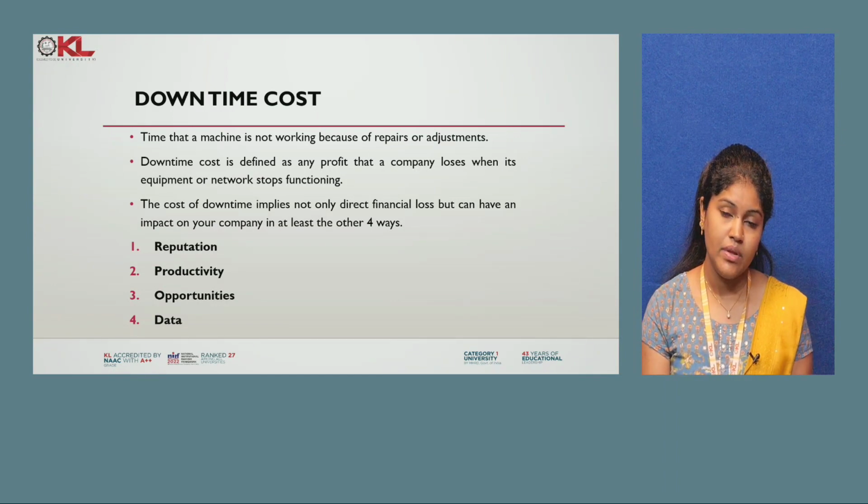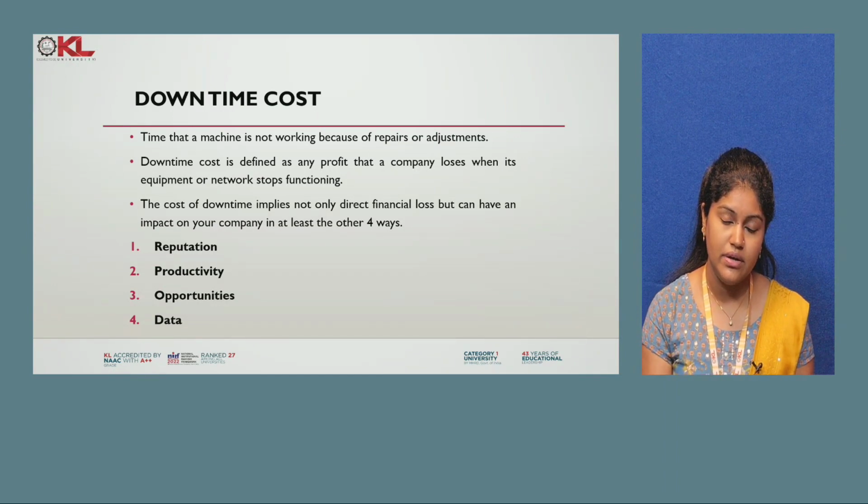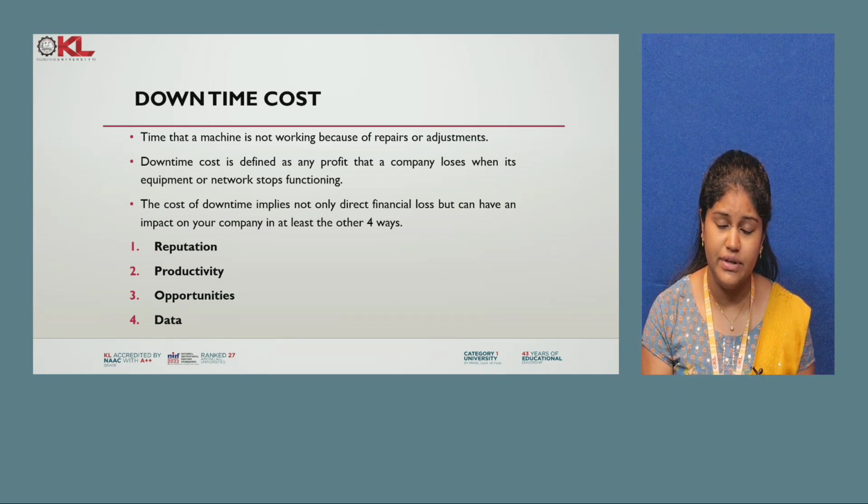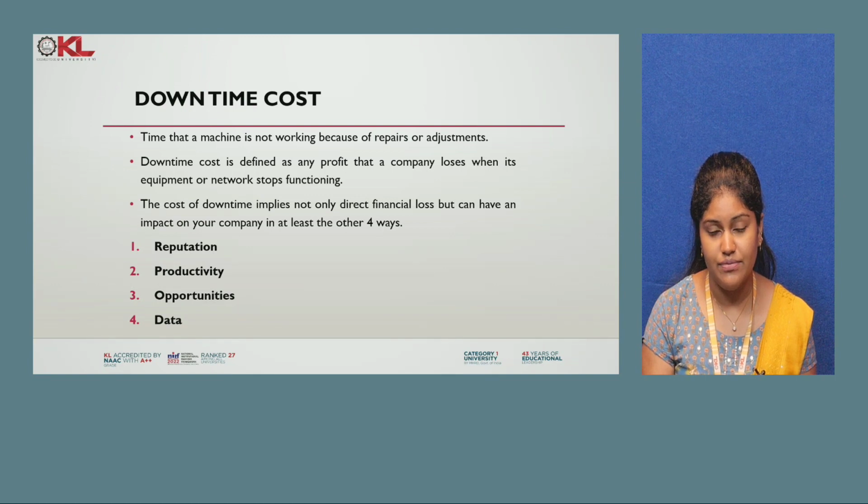Similarly, in a construction company, if one equipment is not working for 1 week, the construction will be delayed and profit will be lost there. Other than that, we have to do the maintenance and repair of that equipment, or we have to go for some adjustment like purchasing another equipment or borrowing another equipment from another company. For that we have to pay the amount, so at that time also profit loss will be there. So downtime cost is defined as any profit that a company loses when its equipment or network stops functioning.